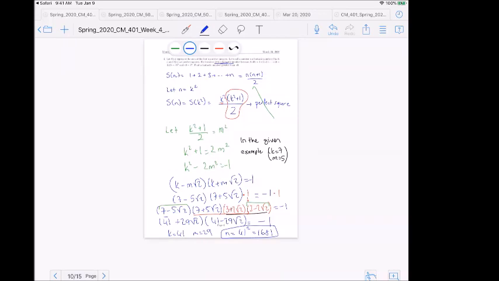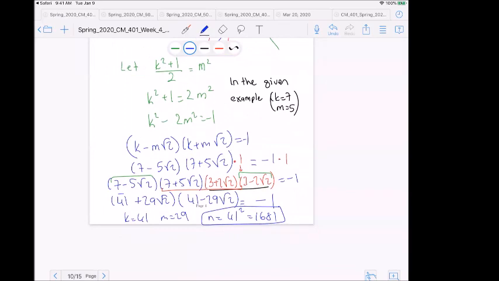Why did we do the stuff in blue? Oh, because it will allow me to find another value for k and m.